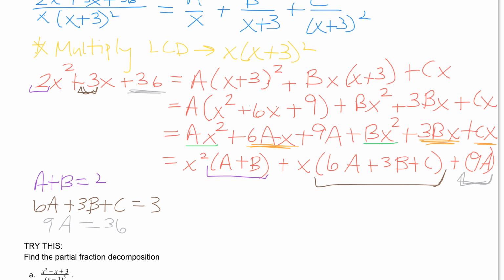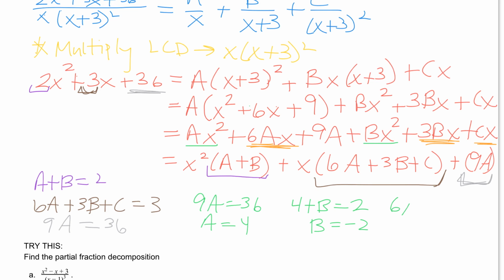So then I have to solve this system. Well, if I know that 9a is equal to 36, if I divide both sides by 9, I know that a is equal to 4. And if a is equal to 4, and a plus b is 2, I can say that 4 plus b equals 2. So b is negative 2. And then I can use my last equation here. I can plug in the a value, I can plug in the b value, and solve for c.